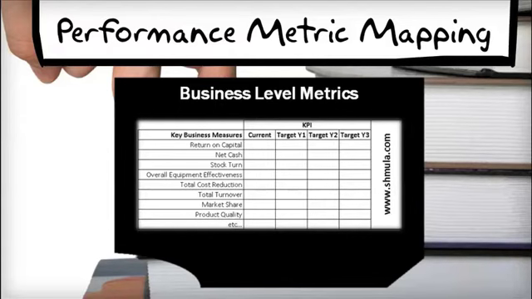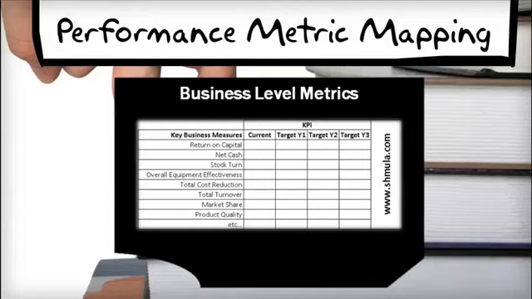In the rows, you see key business measures or top-level metrics such as net cash or stock turn. On the columns, you see the current performance, followed by year 1, year 2, and year 3 targets. Something like this may be helpful as you identify business needs of your organization. You should spend time with your manager or your finance partner to understand the top-level metrics that are important.